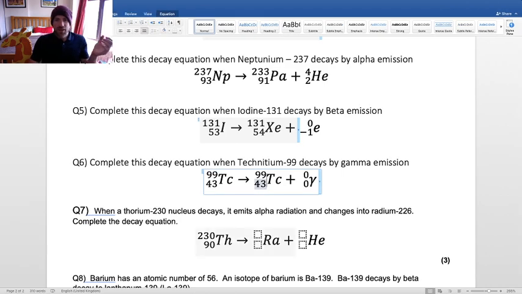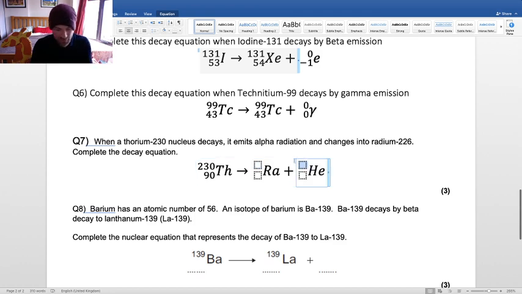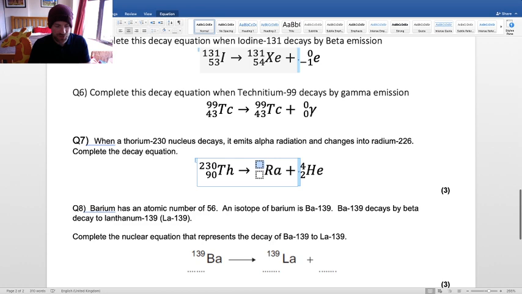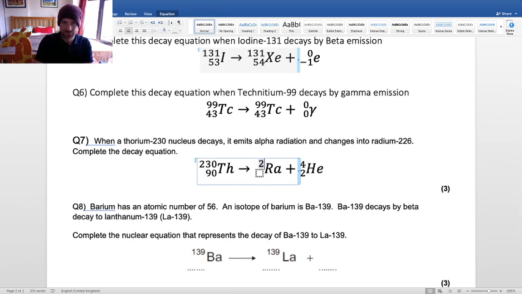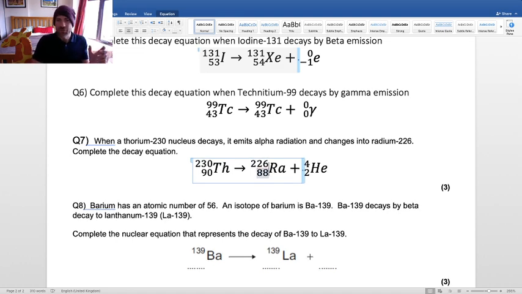So here, we have alpha. So let's say 4, 2. So this has got to drop down to 2, 6. Take 4 off it. And this is going to drop down by 2 to 88. Okay, so that's how they work. Once you get your head around them, they're fine. Alpha, top number down by 4, bottom number down by 2. Beta, top number stays the same, bottom number up by 1. Gamma, exactly the same, it's just energy that's being carried away.